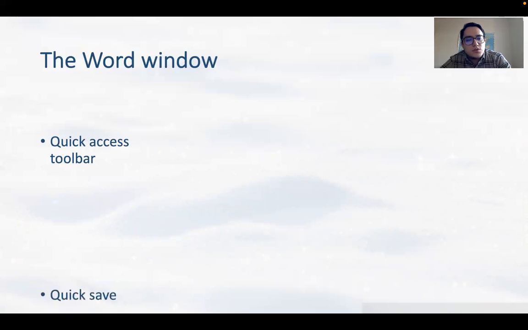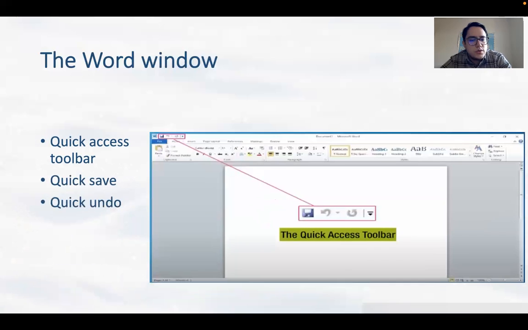Quick access toolbar. Quick save, quick undo is right here. So you can see it's a shortcut for saving. So you just click this and it saves the name, and it will save the file somewhere. It will open another window and you can choose where you want to save it, or if you already have saved this file before, it will just resave it in the same location.